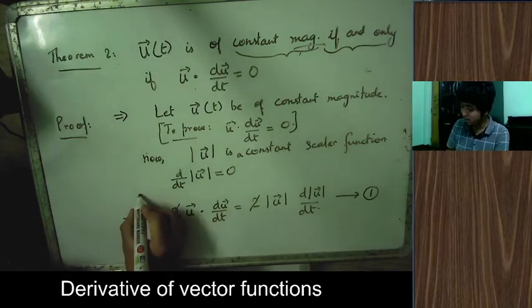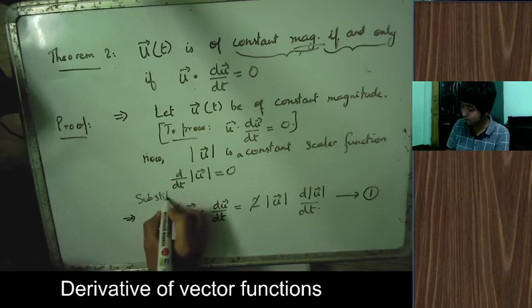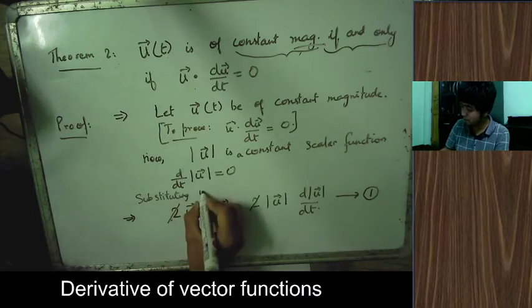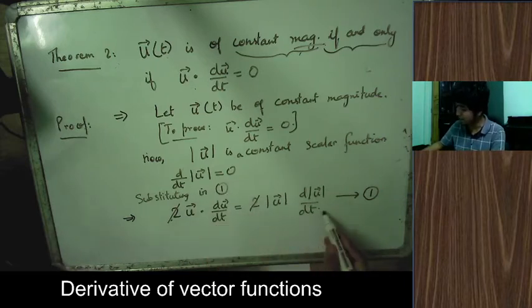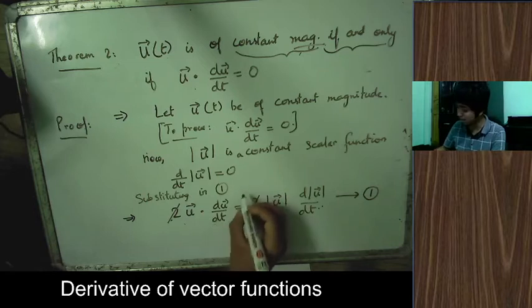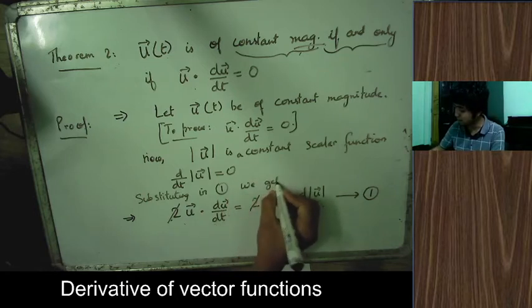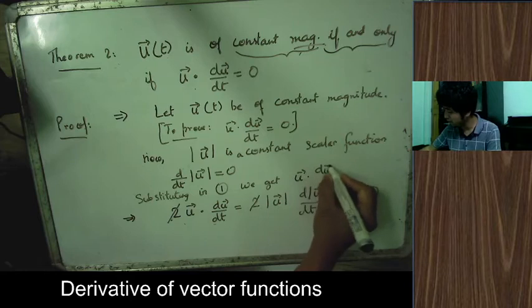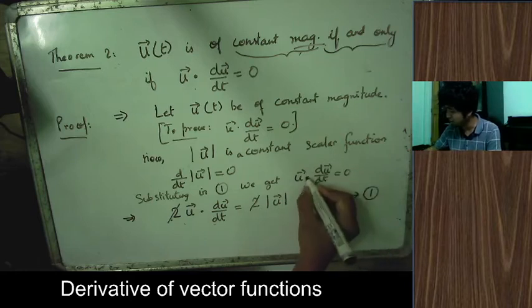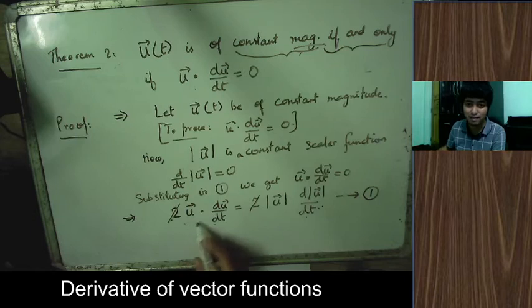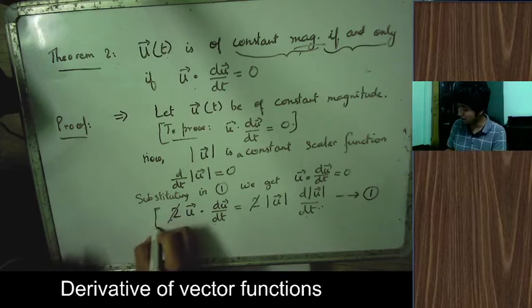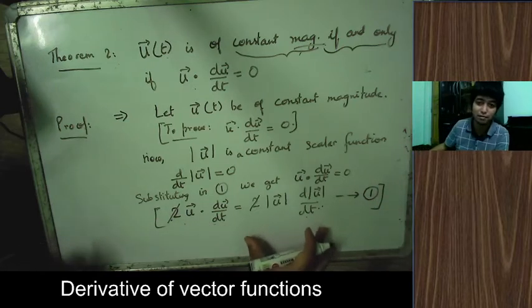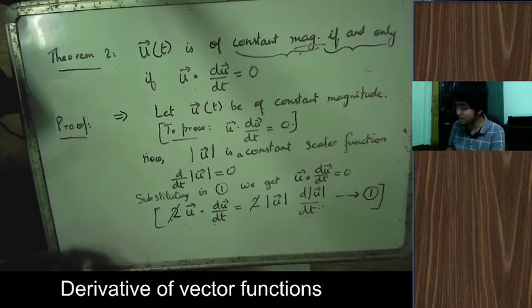So substituting in equation 1, over here we will be getting 0. So that is why the left hand side we will get 0. U dot du dt equal to 0. Substitute this one equal to 0, so that's why the left hand side will be equal to 0. So this is what we do. Okay, so this equation 1, as you can see, is very important, so that's why it works for both ways.